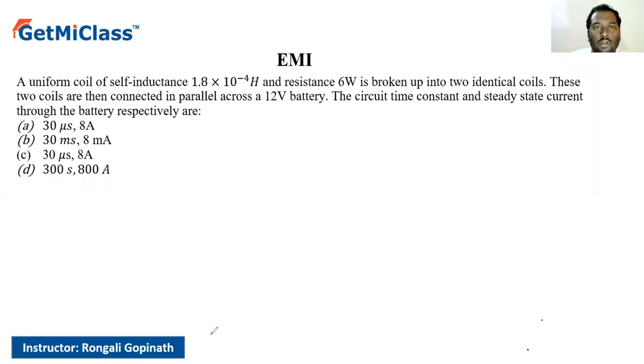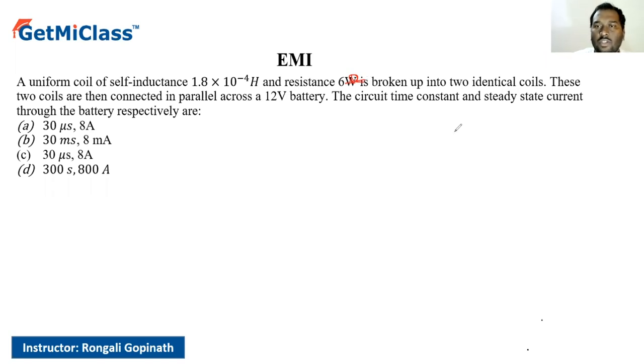A uniform coil of self-inductance 1.8 × 10^-4 Henry and resistance, please make a correction, this is 6 ohms, is broken up into two identical coils. These two coils are then connected in parallel across a 12-volt battery. The circuit time constant and steady state current through the battery respectively are.